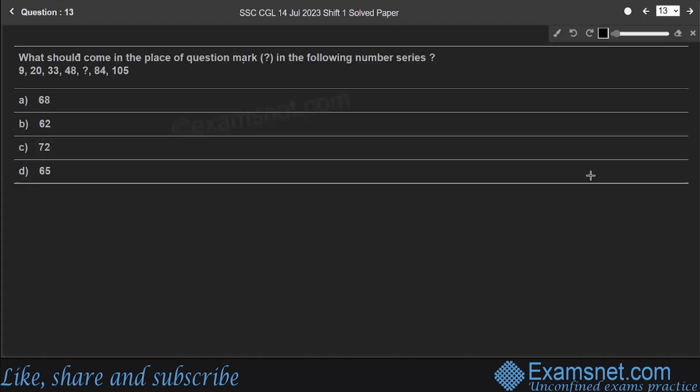Question 13. What should come in the place of the question mark in the following number series? So here is the series in which the first number is 9, the second one is 20, next comes 33, next comes 48. So let us consider the difference between two consecutive numbers given, right? 9 plus 11 is 20, whereas 20 plus 13 is 33, and 33 plus 15 gives 48. So here, look at the numbers 11, 13, and 15. These are consecutive odd numbers, right?